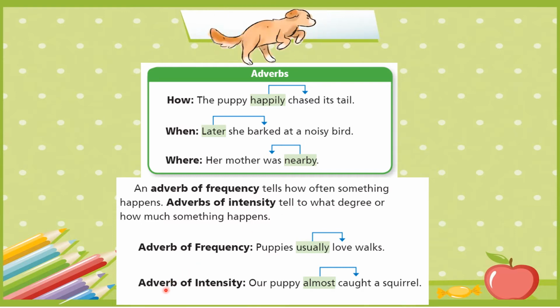Now let's look at this example of an adverb of intensity. Our puppy almost caught a squirrel. Okay, so to what degree did the action caught happen? He did not quite catch the squirrel, he almost caught it. Okay, so the intensity adverb in here is almost. So we will provide you with more examples as we proceed to our activities in the book.